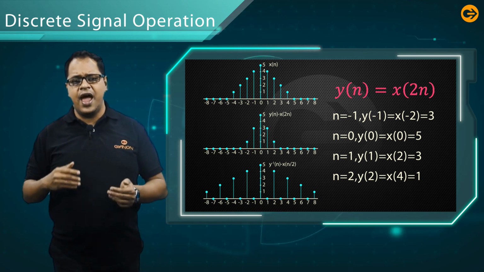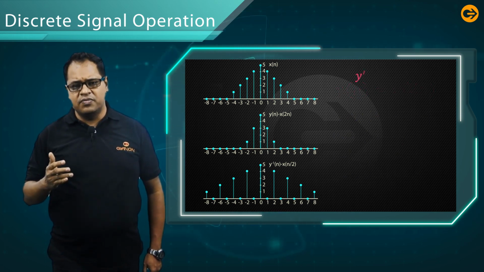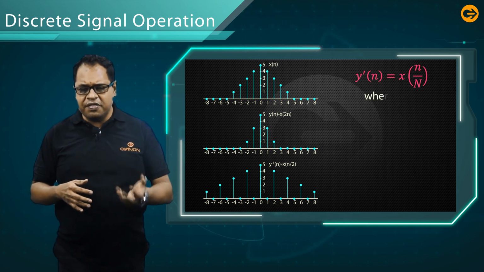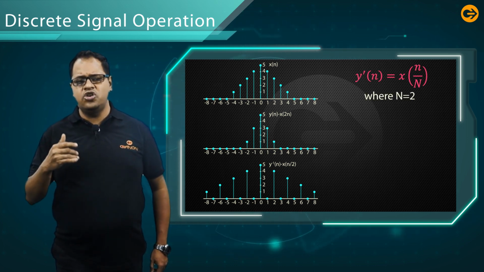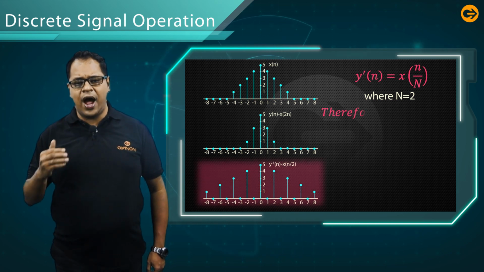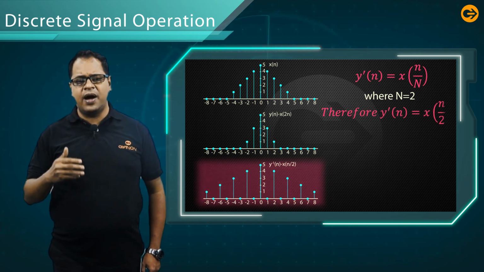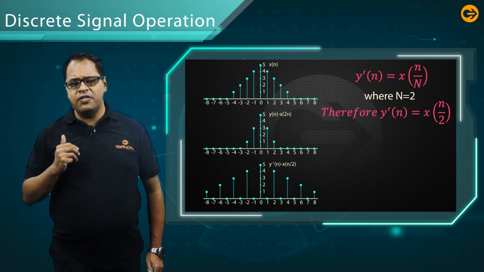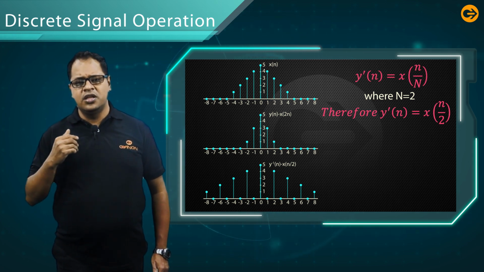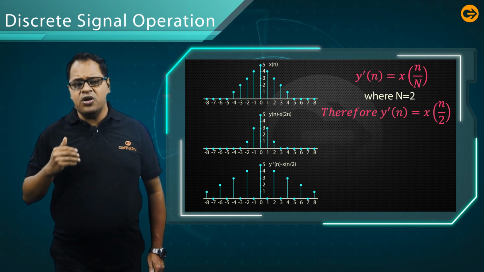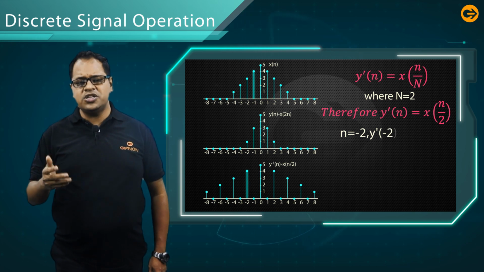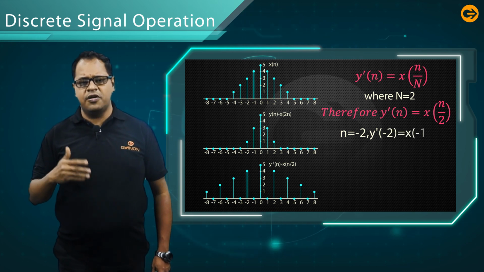Now let us discuss another sequence y'[n], which is equal to x[n/N]. Let us consider in this case N equal to 2. Therefore, y'[n] = x[n/2]. Now observe very carefully how it will change if you put the values of n. For n equal to -2, what happened in this case? In this case, y'[-2] = x[-1].